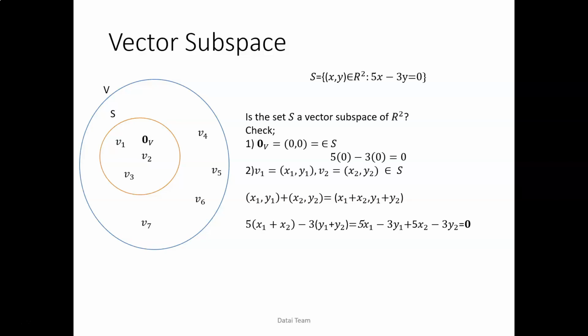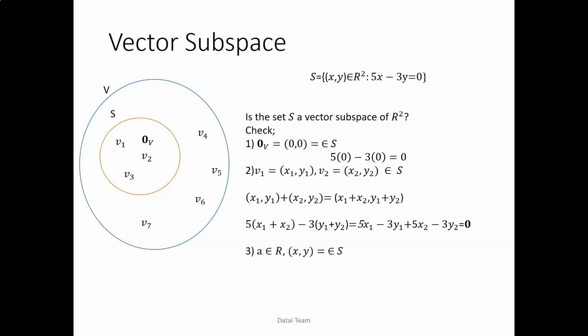We can say that y2 is 2, y1 is negative 2. You add them up, you get 0, and 5 times 0 is equal to 0, 3 times 0 is equal to 0, 0 minus 0 is equal to 0. This is how you check for addition.